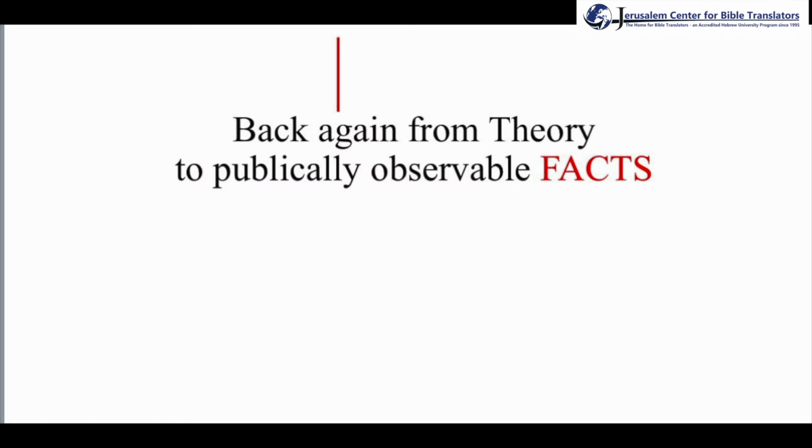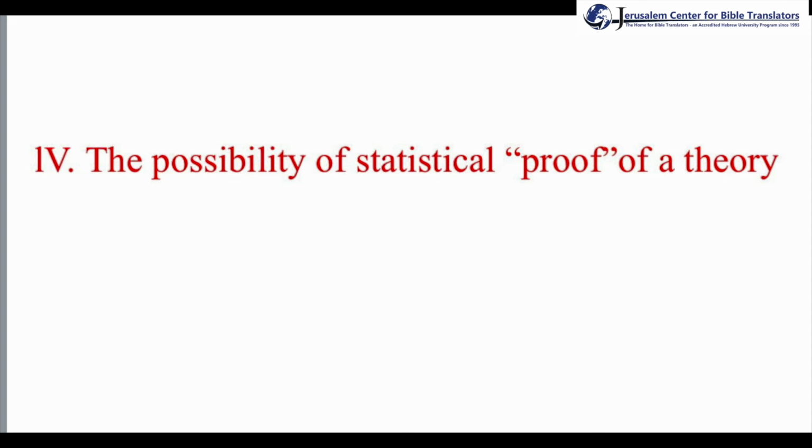So here again, we have a testimony from an early church father, quoting an even earlier church father, that there was a Hebrew account of Jesus. And then the theory that's being proclaimed now is the order in sequence, Luke, Mark, Matthew. So that's the theory. But let's go back to publicly observable facts. And so here we're on point 4, the possibility of statistical proof.